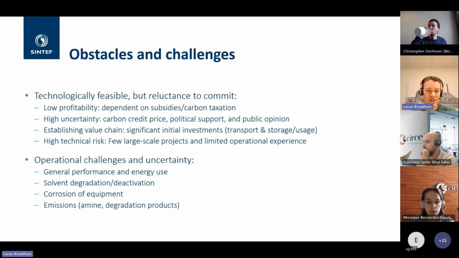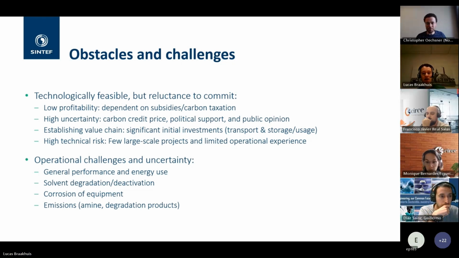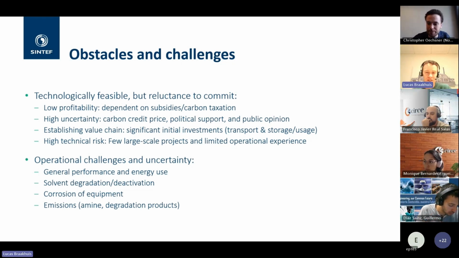There's a challenge of establishing a value chain. So there's a lot of significant initial investment required to make sure that the CO2 that one captures is also transported and then used or stored in a location. To get this initial infrastructure in place, a lot of money and a lot of technology is required. And then finally, there's still quite a high technical risk. So there's only been a few large-scale projects, and there's limited operational experience overall. So investing in this type of technology is very high risk.